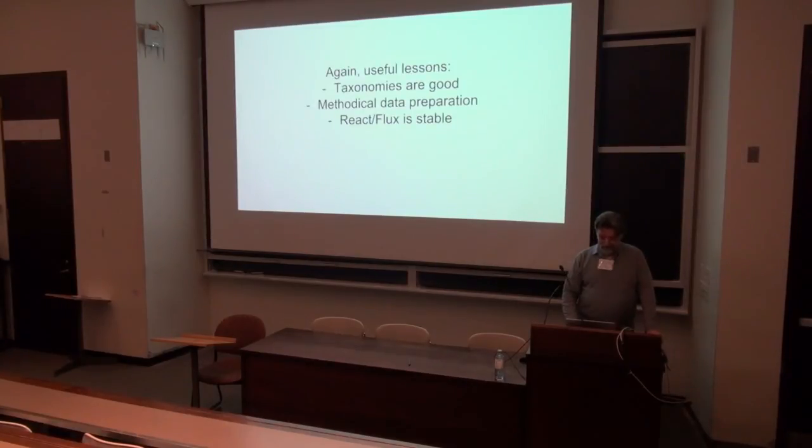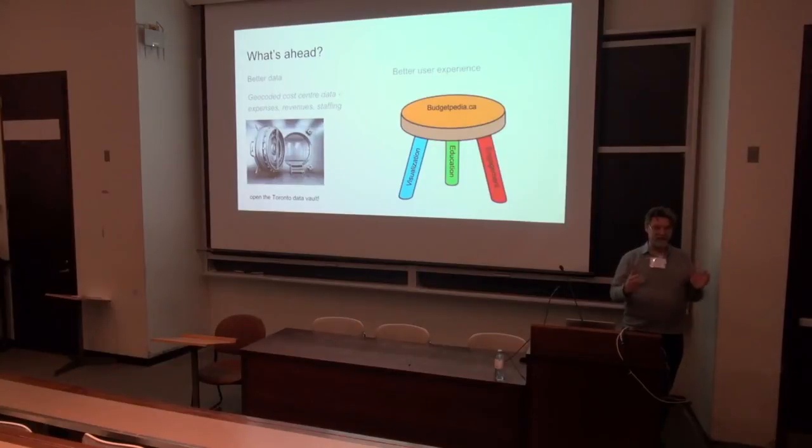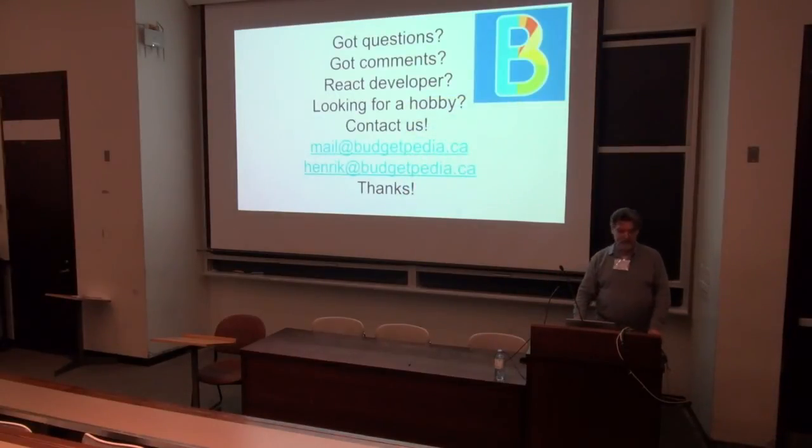So again, the lessons that we took from all this are that taxonomies are good, methodical data preparation is important, and React Flux is stable. What we're getting into next is we want to get better data, obviously from the city if possible, through open data. And we want to improve the user experience. We're just starting here. The users have told us they want visualization, education, and engagement in very fulsome ways, so we're working on that for the next version.